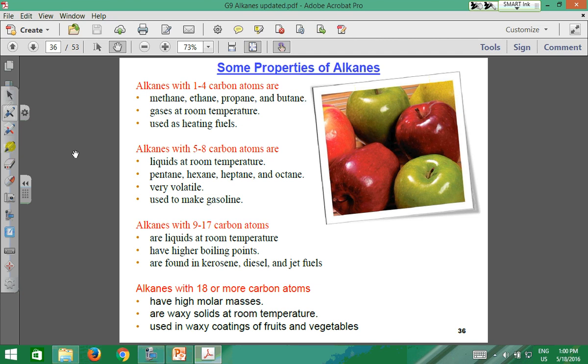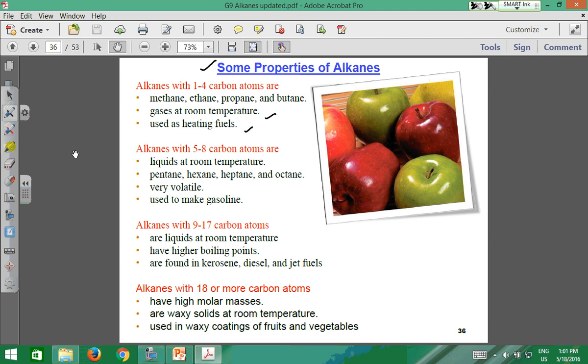Now, if we discuss the properties of alkanes, first, alkanes 1 to 4: methane, ethane, propane, butane. They are gases at room temperature. They are used as fuels.